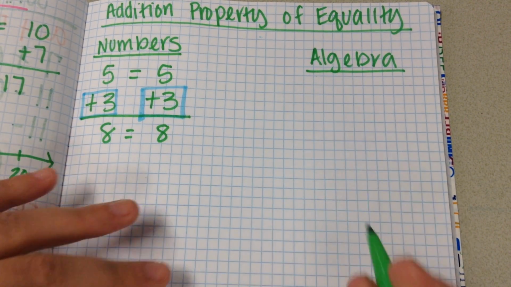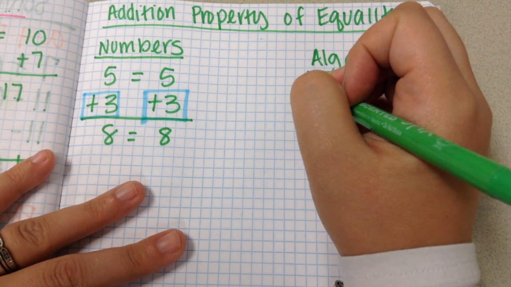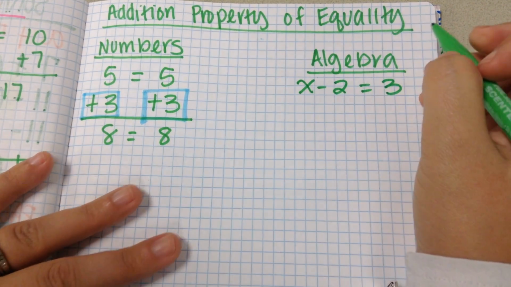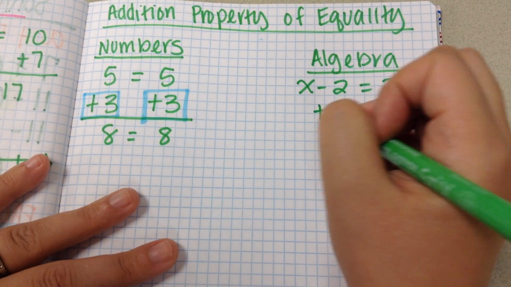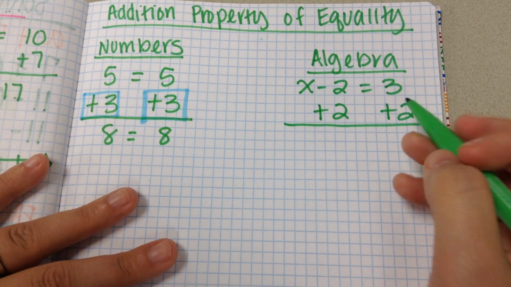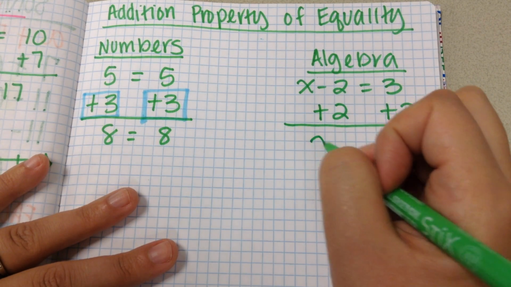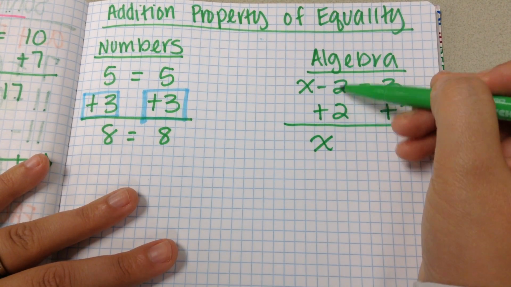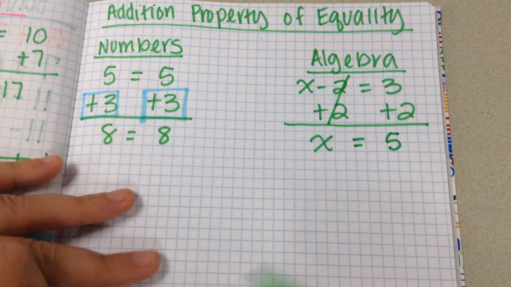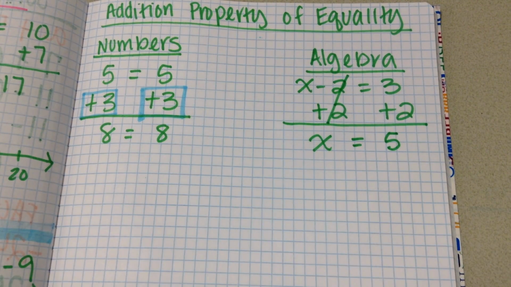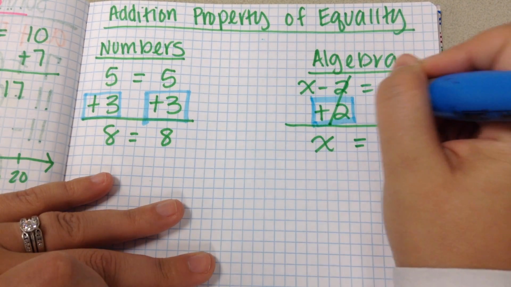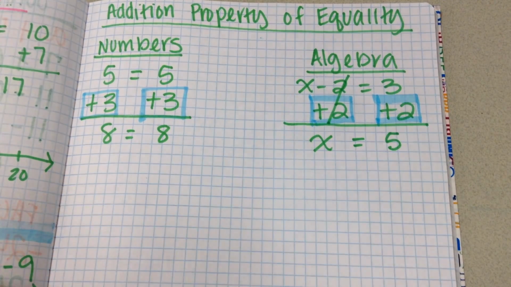Now for algebra, let's say we have x minus 2 is equal to 3. So if I add 2 on this side and I add 2 on this side, okay, so here we have x, because minus 2 plus 2 is going to cancel out, and this is going to give me 5. Okay, so again, we had to have the same number here and the same number here.